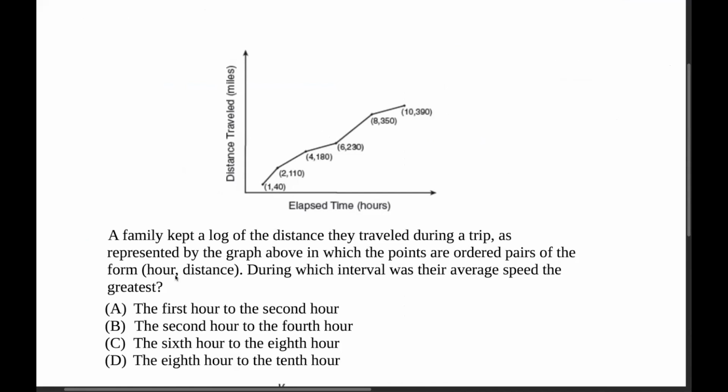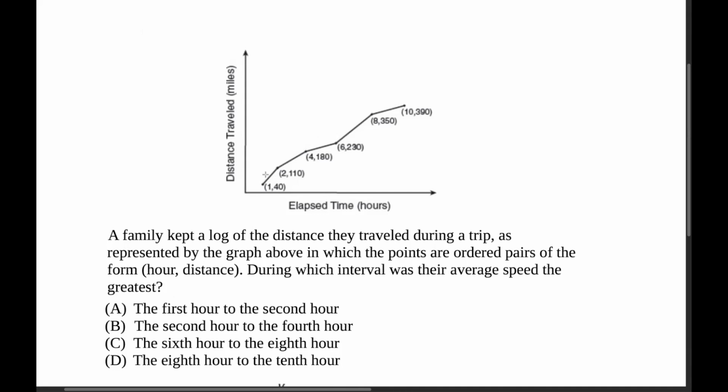A family kept a log of the distance they traveled during a trip, as represented by the graph above, in which the points are ordered pairs of the form (hour, distance). During which interval was their average speed the greatest? You don't have to find the slope one by one because it takes much time. Check the line which has a greater slope. I mean, which is steeper. As I see, this one is steeper.